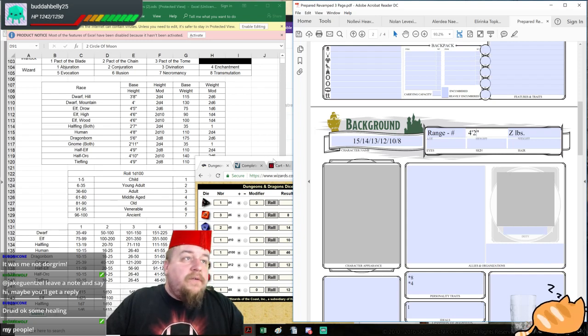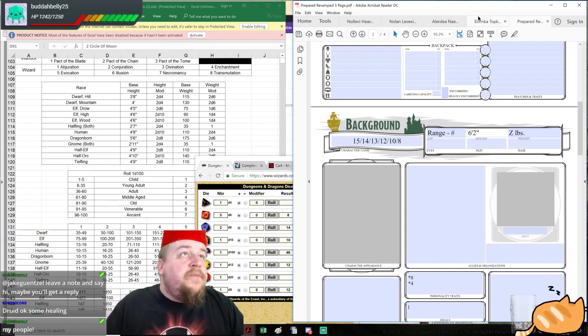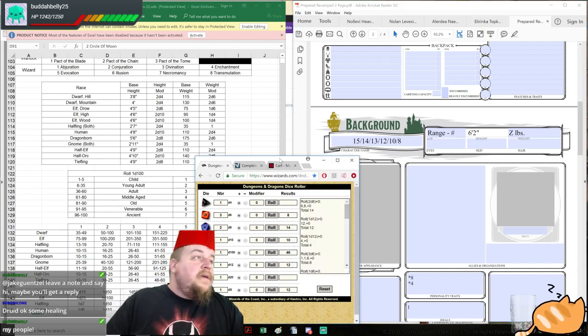She's, yeah, you know what? She's a little on the tall side. Or wait, not 4'2". I'm sorry, I meant 6'2". What am I doing? I must have been thinking of the gnomes. We generated a forest gnome, and last night we generated a rock gnome. Anyway, we're going to take that same 14.